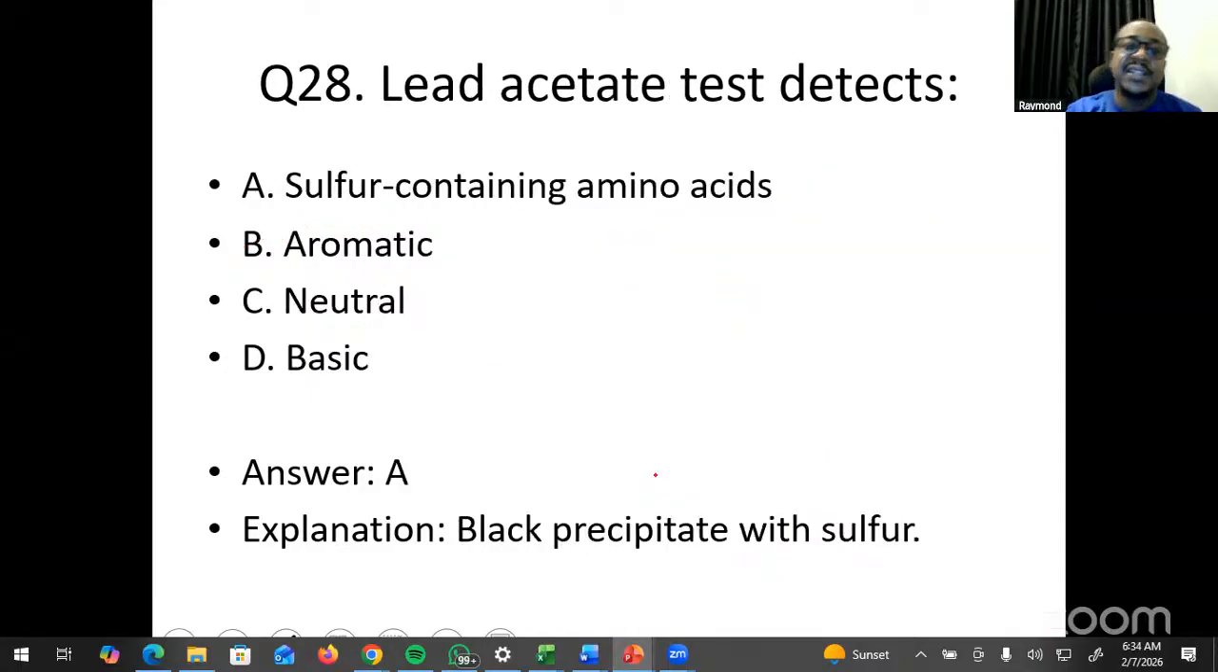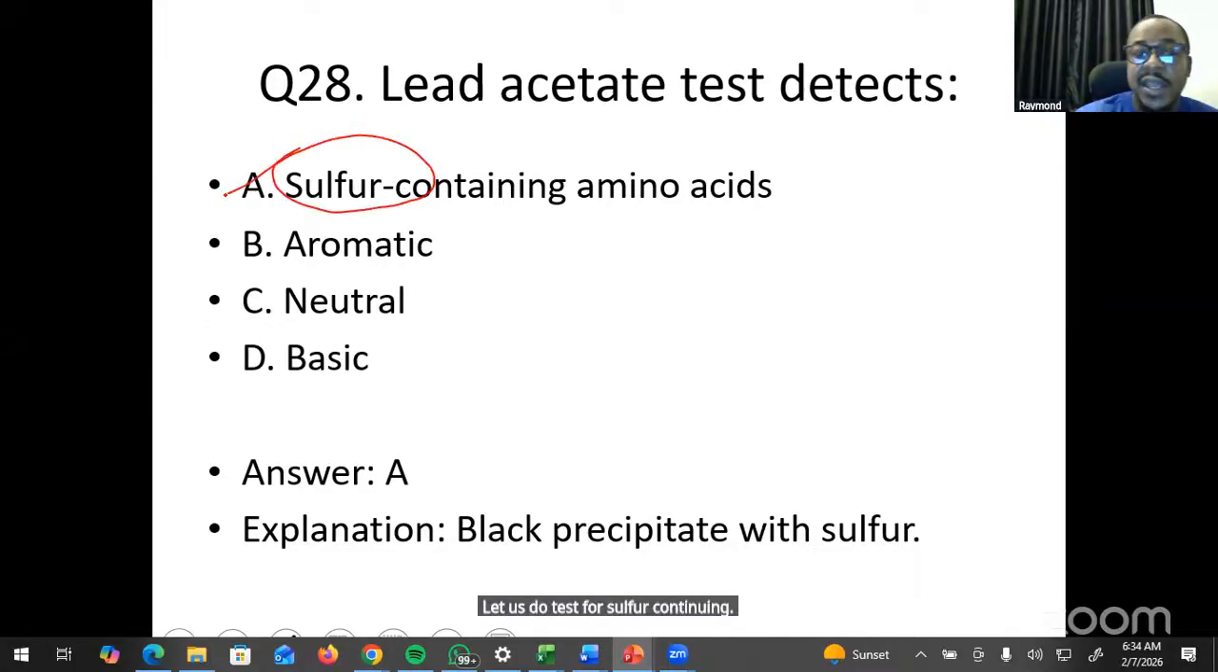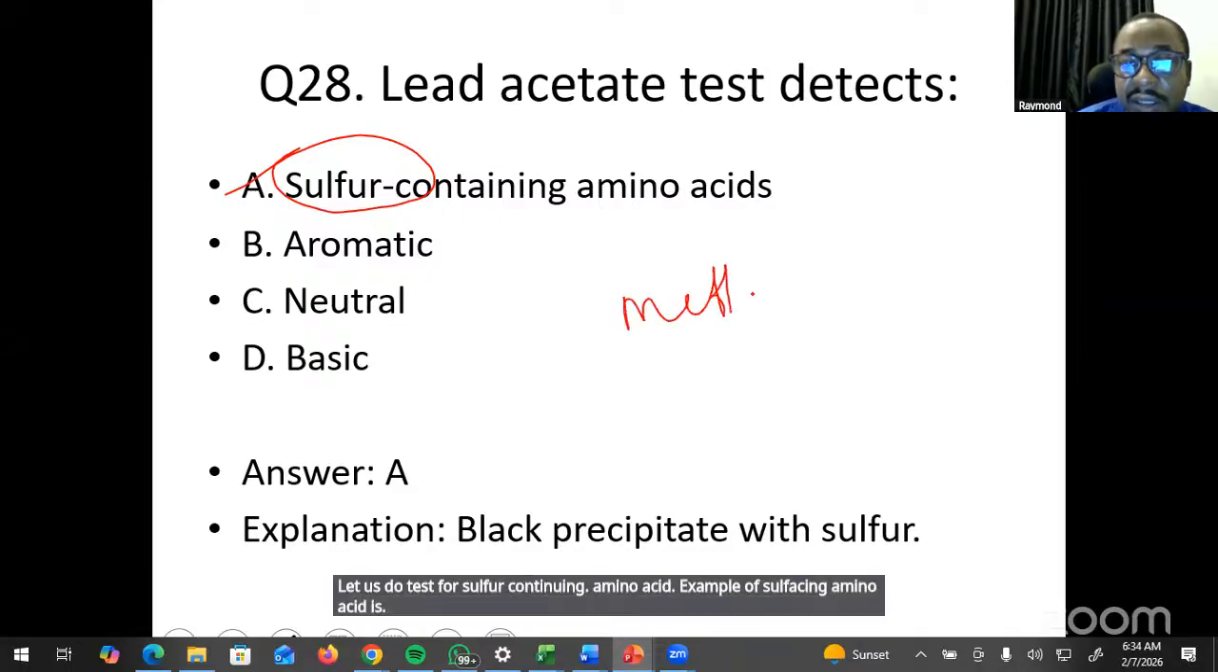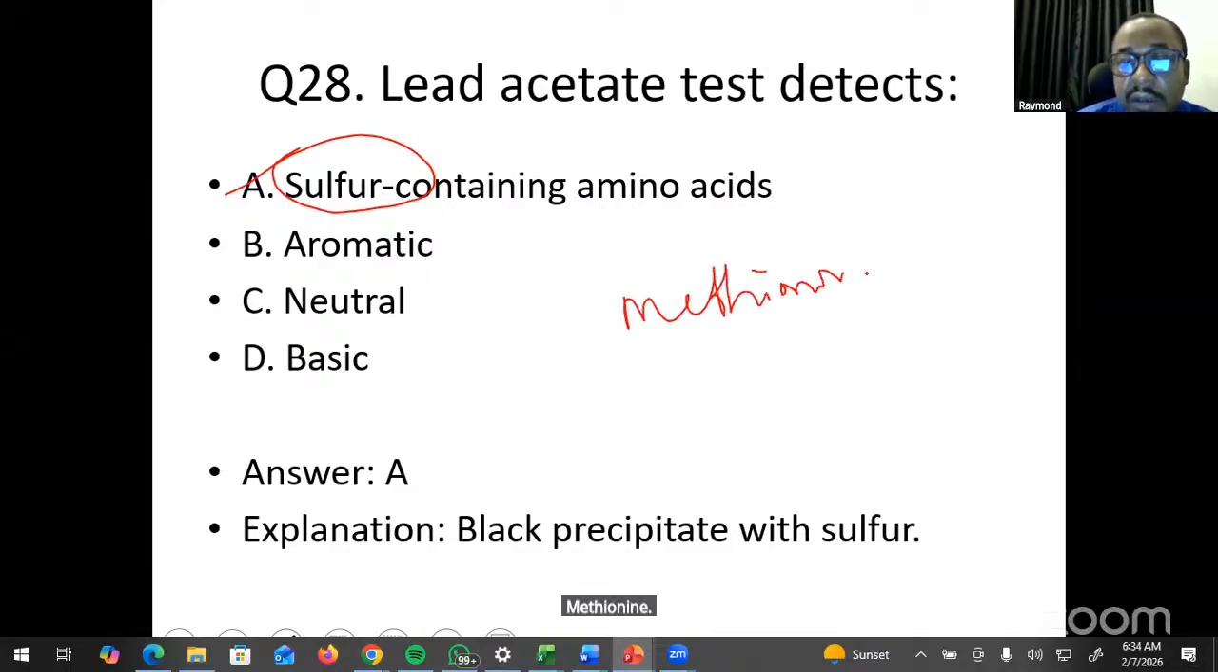The lead acetate test is used to test for sulfur-containing amino acids. Examples of sulfur-containing amino acids are methionine and cysteine.